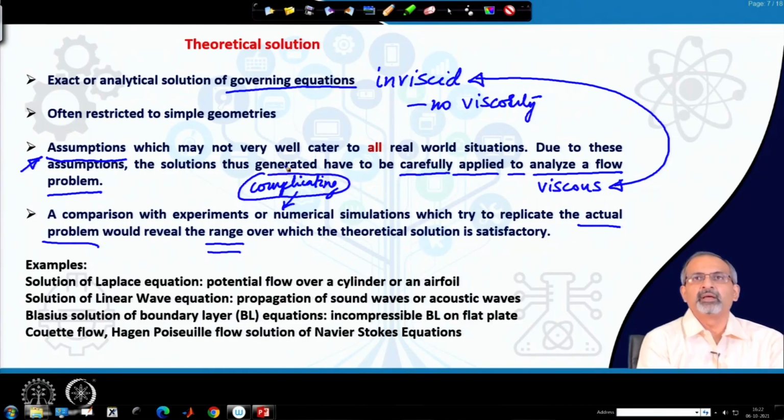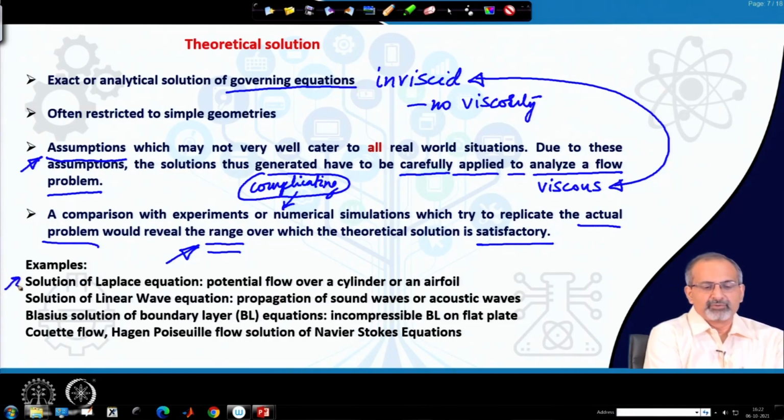So, we bring in multiple approaches and we try to compare the outcomes and then finally come to a conclusion about what the actual solution should be looking like and where the limitations of a theoretical solution are. So, that basically identifies over what range the theoretical solution is doing satisfactorily.